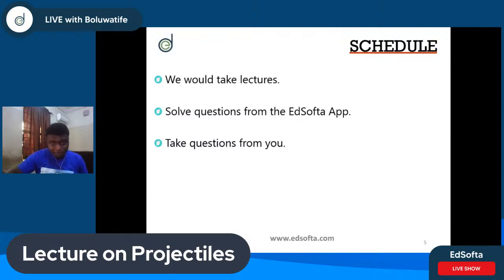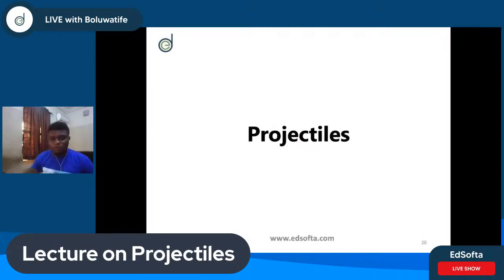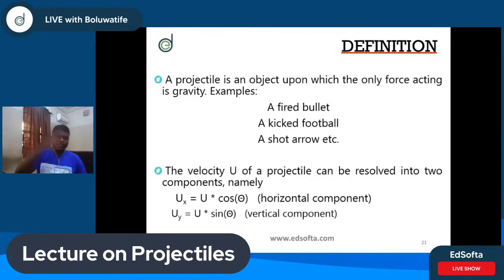First thing we're going to be talking about is projectiles. So the first question is, what is a projectile? A projectile is an object upon which the only force acting is gravity. If you are in school, when they teach you projectiles, they would have drawn an arc of some sort to indicate the trajectory of that object. It's just an object that the force of gravity is acting upon.